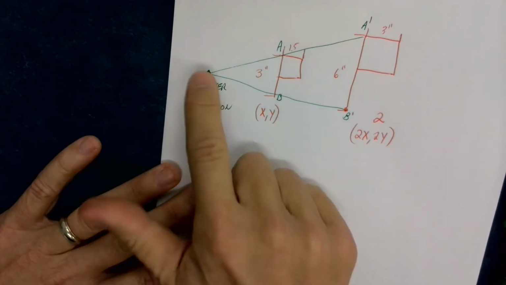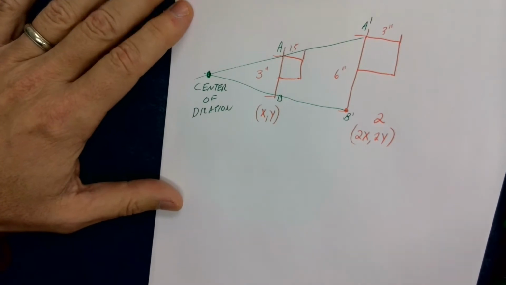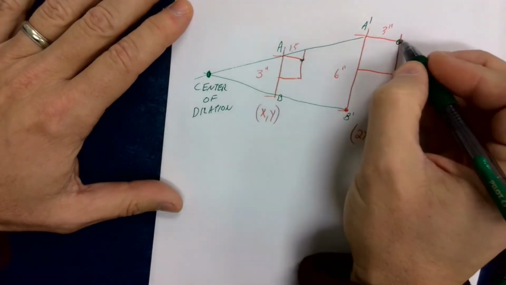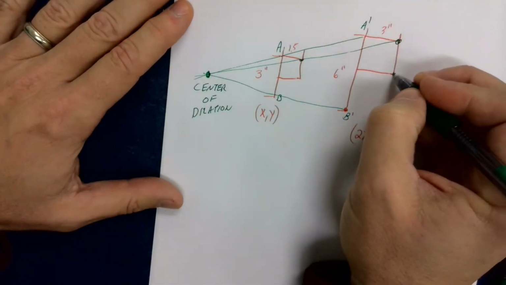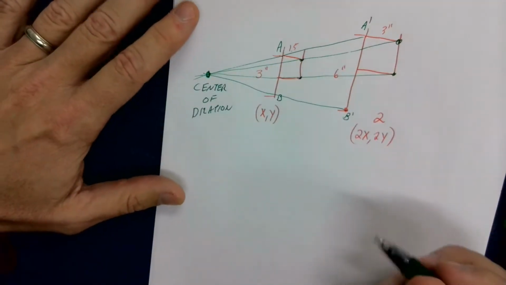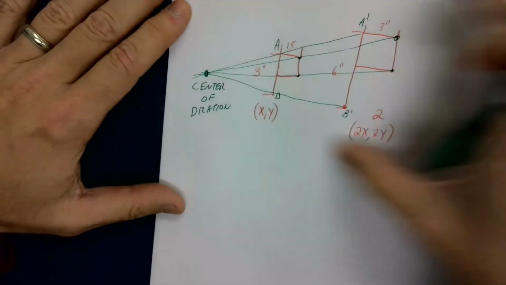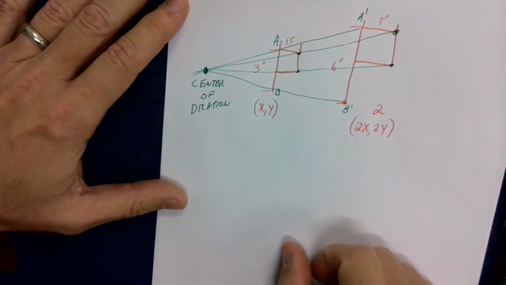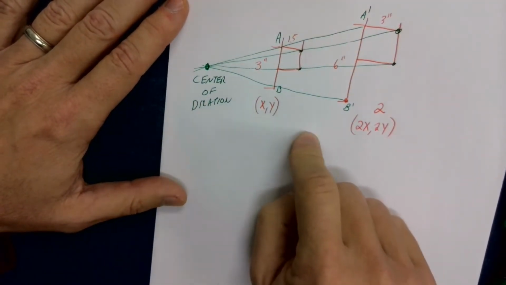Now, if this was perfect, then you would see that I would be able to also draw from this point right here to this point right here, and that would also go through the center of dilation. And from this point right here to this point right here, that would also go through the center of dilation. And those would be kind of just like a whoosh, and you can kind of see that two-dimensional blow up between those. Okay, so that's what a dilation is.